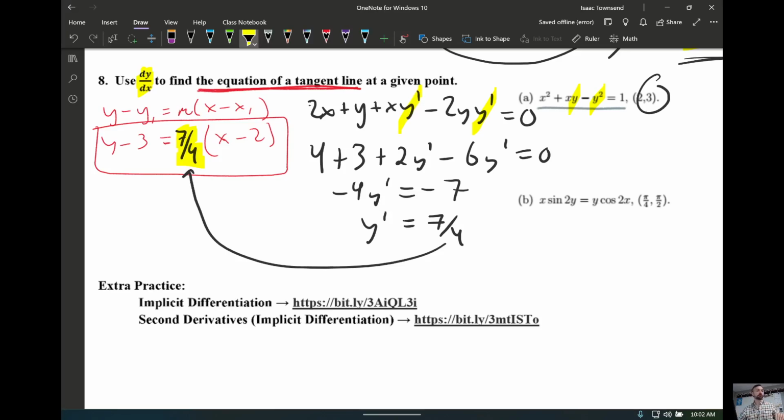So when you do the one FRQ that you have to do on the test review, that's what Part B is referring to. Right? An equation of a tangent line.